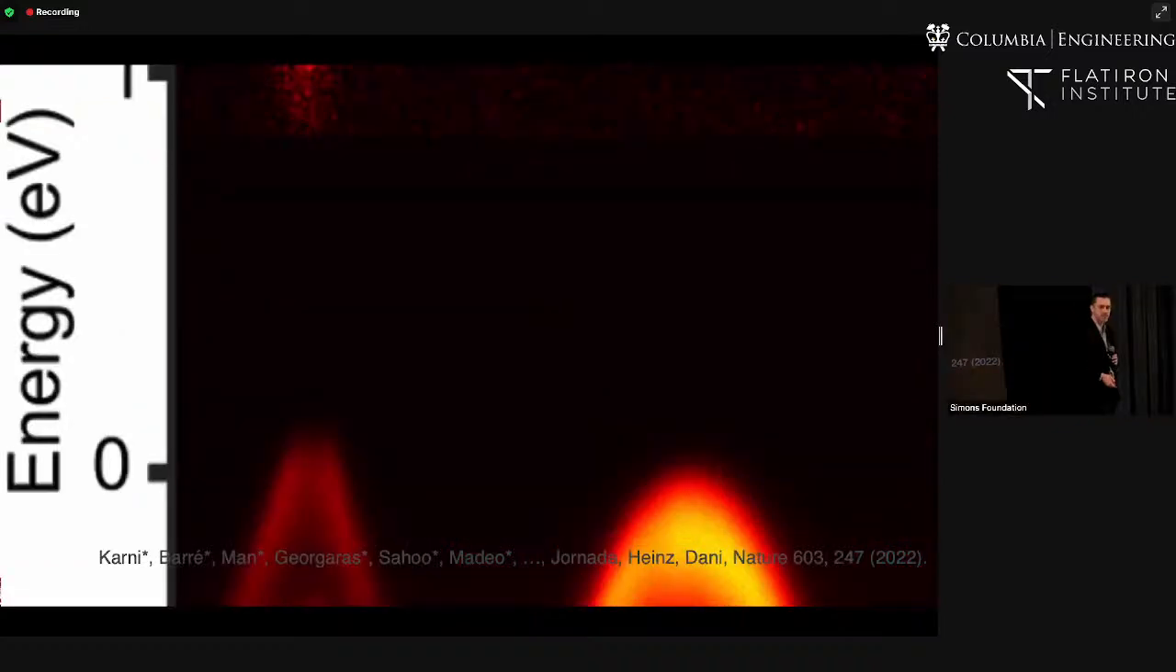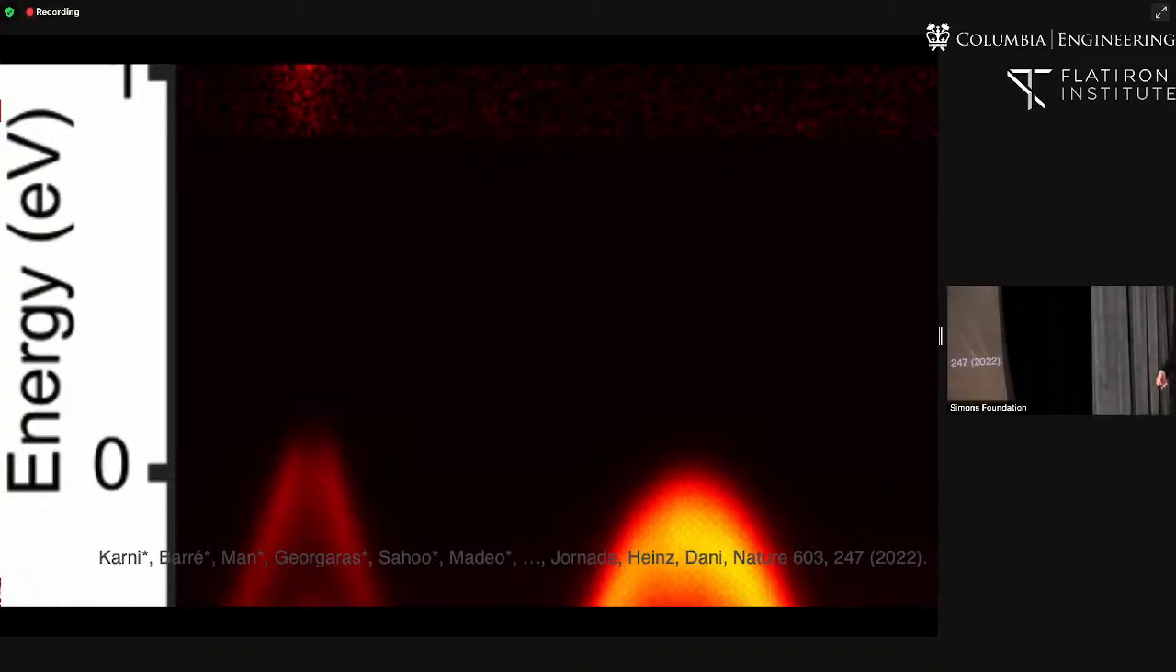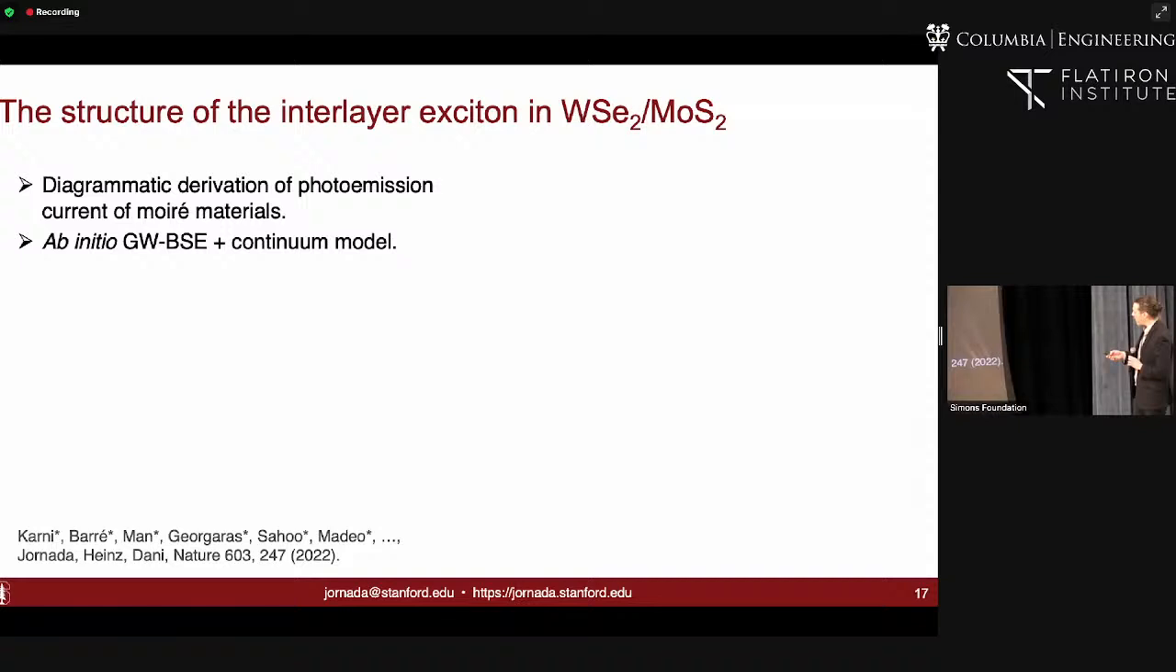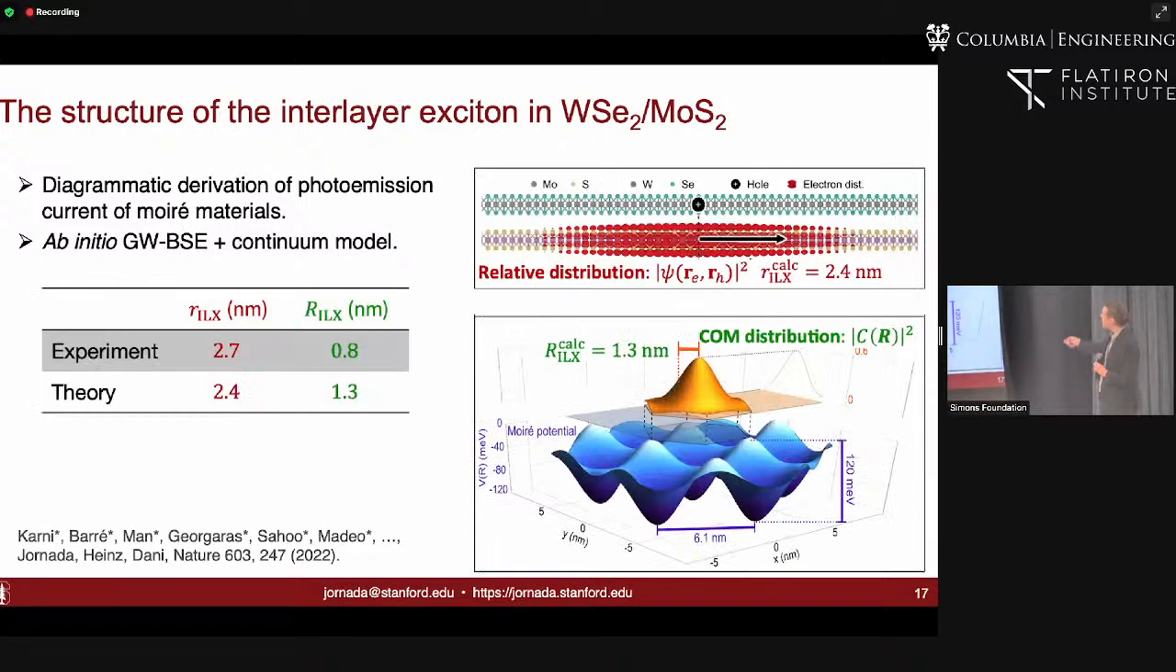So long story short, if you can combine this information that we can deduce from this microscopic theory with ab initio calculations, it turns out that we can deduce quite a lot about these excitons. So basically, we also perform an ab initio Bethe-Salpeter equation calculation and so on. Our calculations show that the radius of the exciton is about 2.4 nanometers. We also show that the center of mass is confined to a region of about 1.3 nanometers.